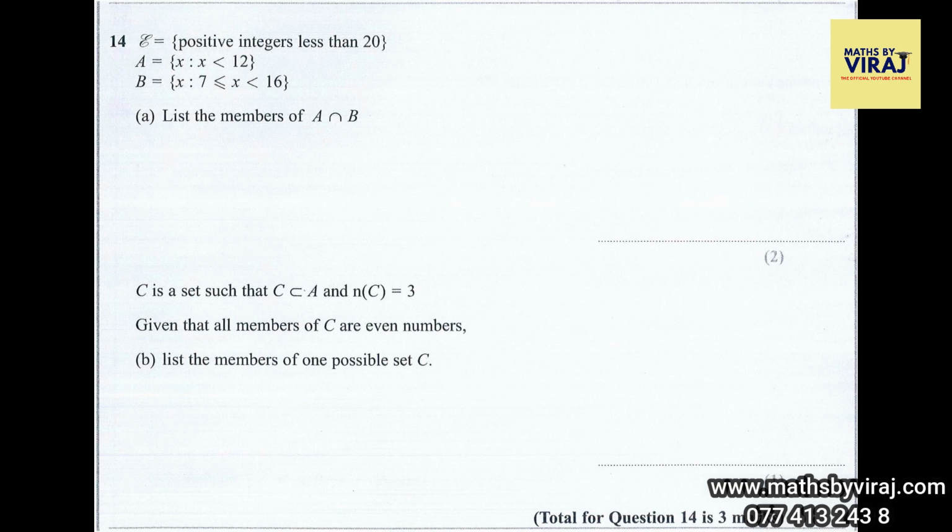Children, question number 14, it's about sets. The details are being given within the curly brackets of A and B. The first question, we are supposed to find the common terms of A and B given as A intersection B. And part B, we are supposed to find the list of members of the possible set C.